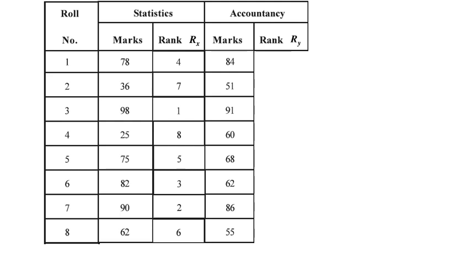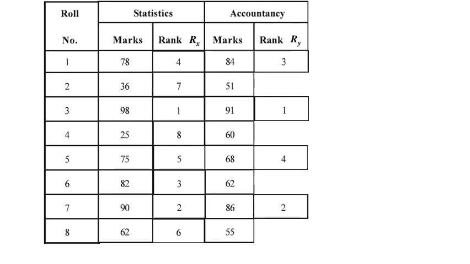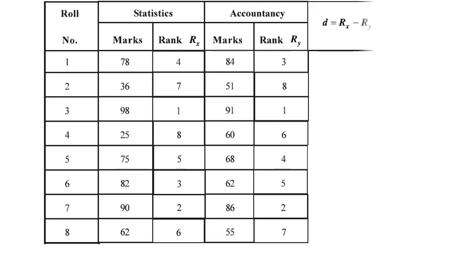Similarly, we will assign ranks to accountancy. The highest marks in accountancy is 91. The next is 86, the next is 84, the next is 68, 62, 60, 55, 51. So now we have got our two columns Rx and Ry, and then we know what to do.